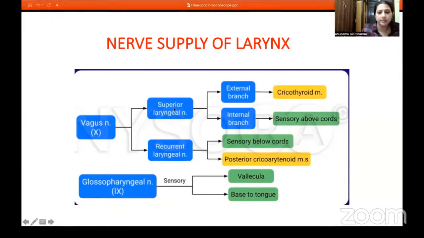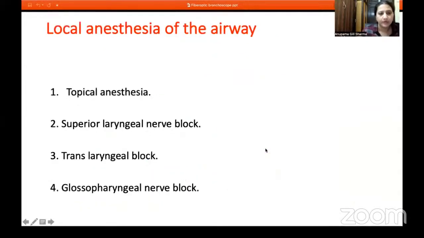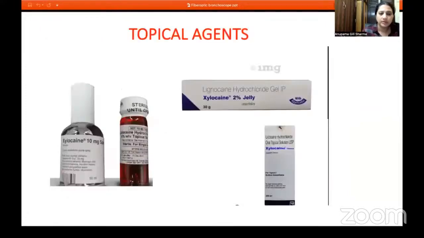So the three blocks that we give are the superior laryngeal nerve block, the glossopharyngeal nerve block, and the transtracheal translaryngeal block. So: topical anesthesia, superior laryngeal nerve block, translaryngeal block, and glossopharyngeal block. These are the topical agents that we use typically.